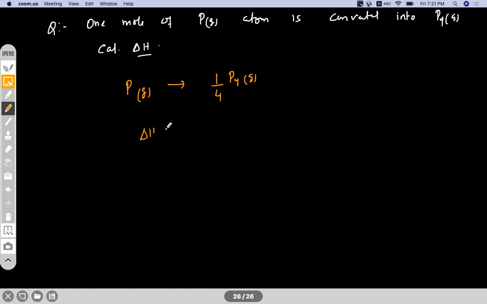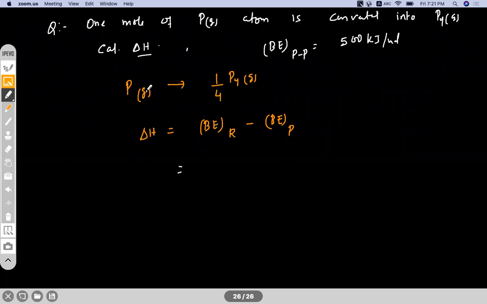So delta H for this conversion would be what? The bond energy of reactant minus the bond energy of product. I forgot to write down the data given over here. The bond energy of phosphorus is given in the question. It is 500 kilojoule per mole. Right? So we don't have any phosphorus bond here, so it is zero minus, here it would be 1/4 into the bond energy of this.